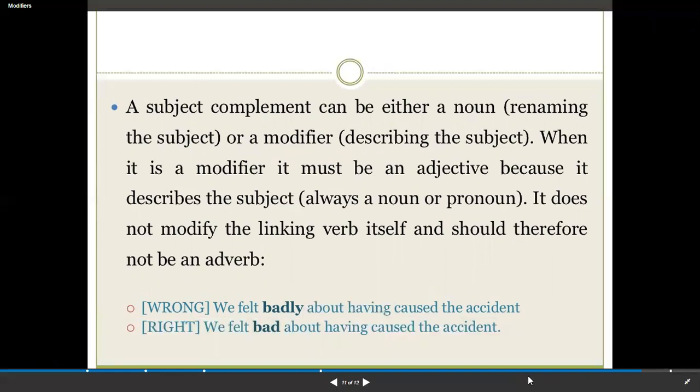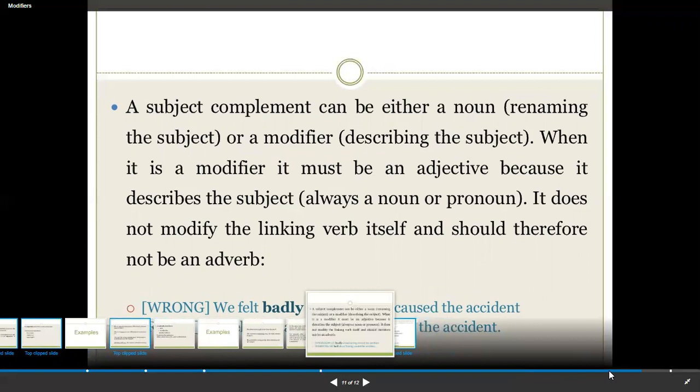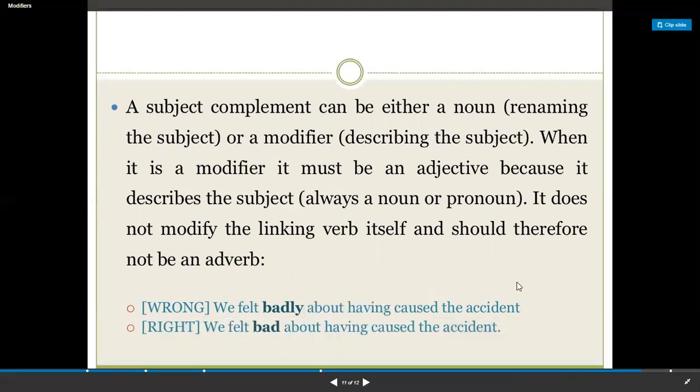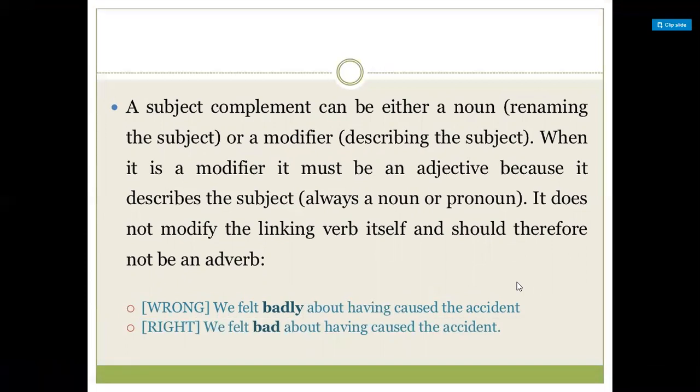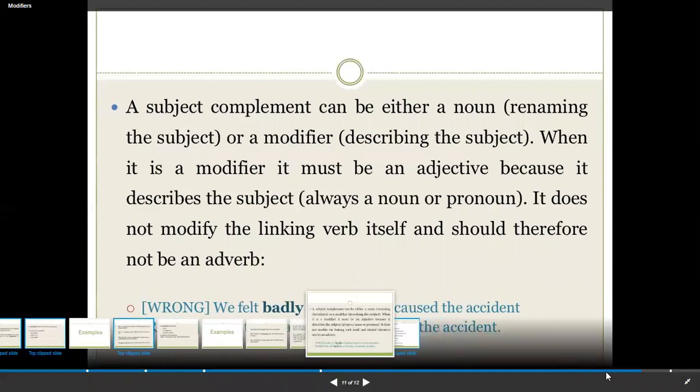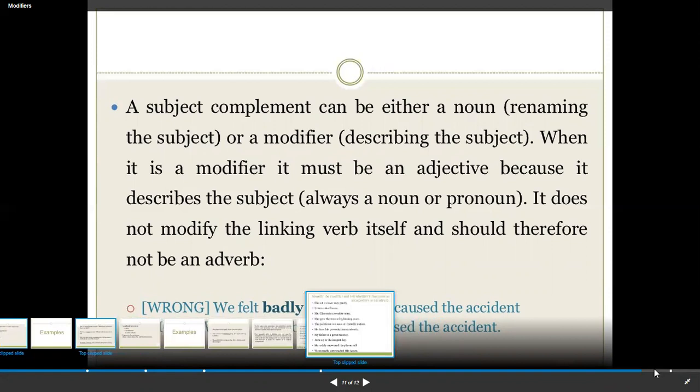We see, for example, this point can be understood. We felt badly about having caused the accident. We felt bad about having caused the accident. So the previous one we call wrong because there we need not use the adverb form. If we use the modifier as an adjective, it does its job much better.